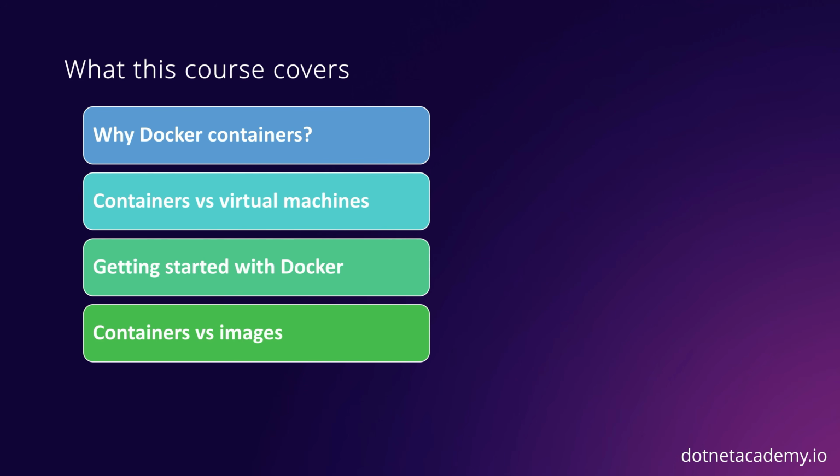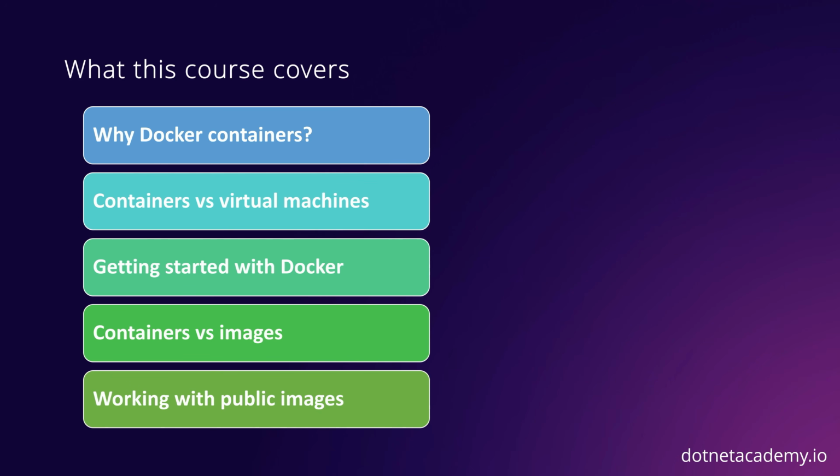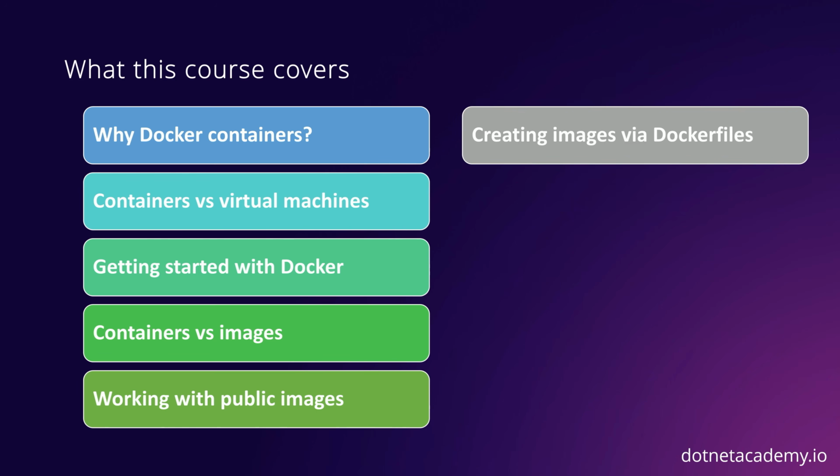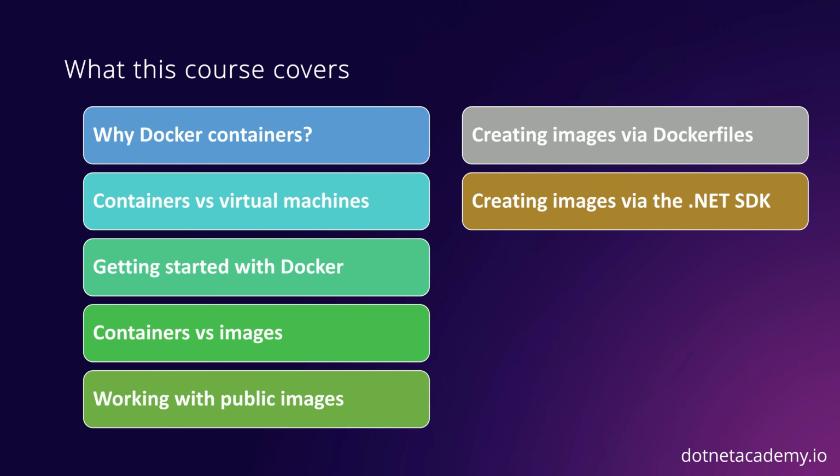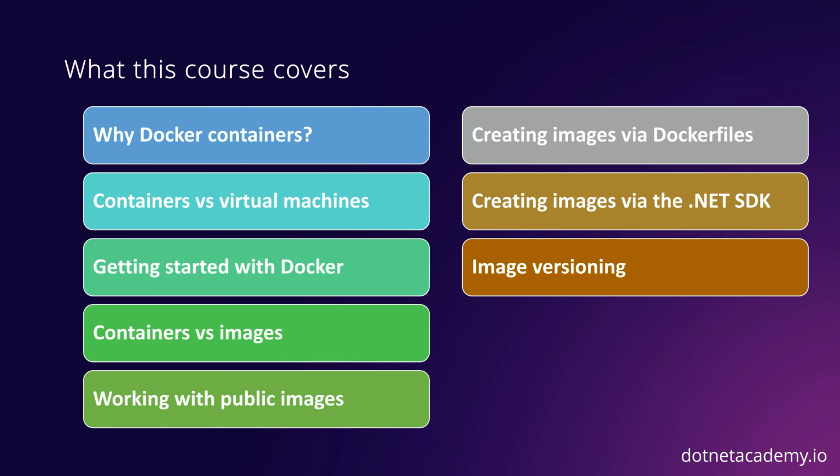Then, we will understand the relationship between containers and container images, followed by a series of practical exercises where we will use the most popular Docker commands by downloading and running a popular public Docker image. After this, it will be time to create our own Docker image for a simple .NET application. And we will learn how to do this both via traditional Docker files and also via the newer container support in the .NET SDK. Here we will also explore how to version our images so that we can package and distribute updates to our application.